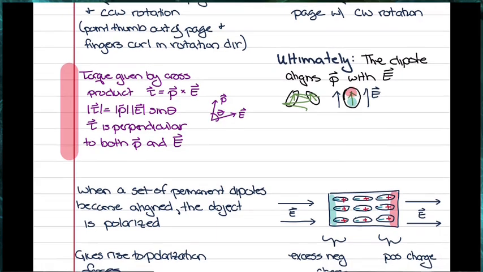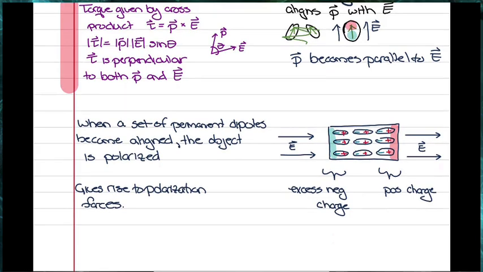If you want to be more explicit, we could say that the dipole moment P becomes parallel to E. And this can create things like polarization forces. If you have a large configuration of dipoles, maybe a solid or something like that, and I throw an external electric field onto that configuration of dipoles, then all of the individual little dipoles are going to align themselves with the electric field. As a result, this side ends up having a lot of negative charge, and this side ends up having a lot of positive charge, where in the middle it's kind of a wash.